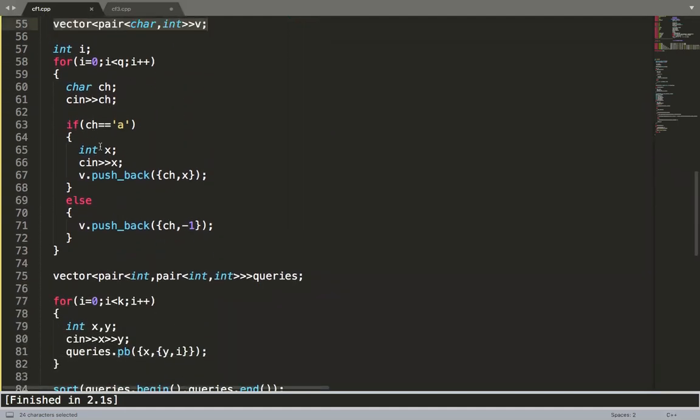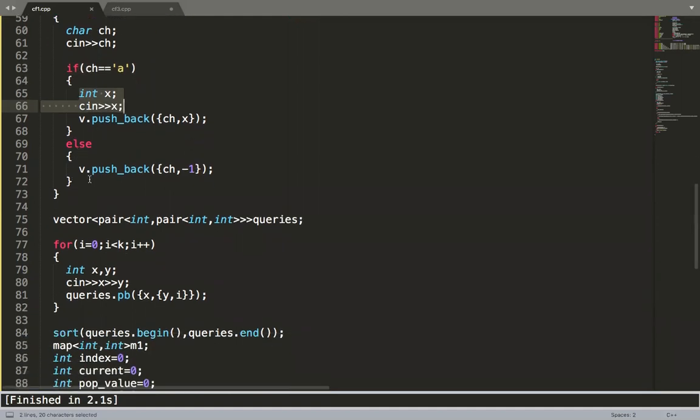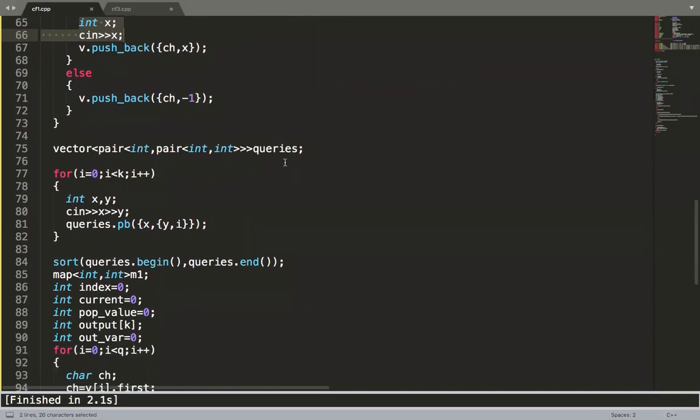So if the character I have input is append, then I'm going to store one number also, ch comma x. Then if it is pop, I'm going to store ch comma -1. Then we are having queries. So I'm going to store the queries, and I have stored pair in pair.